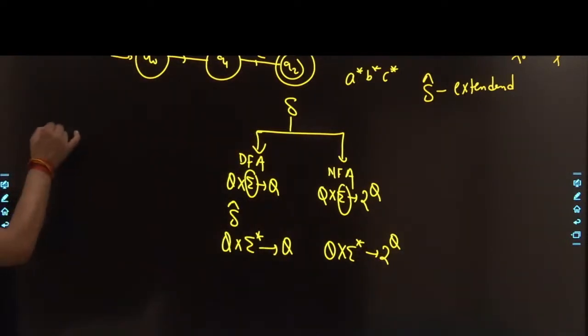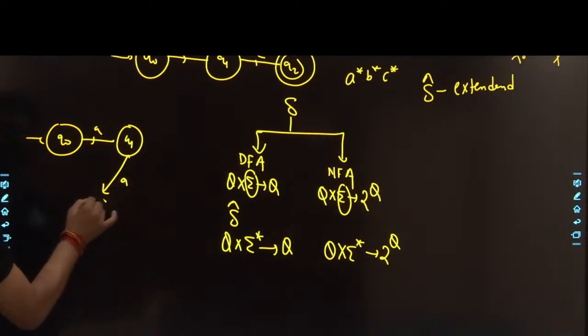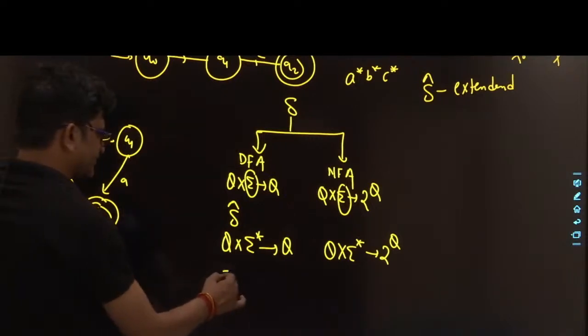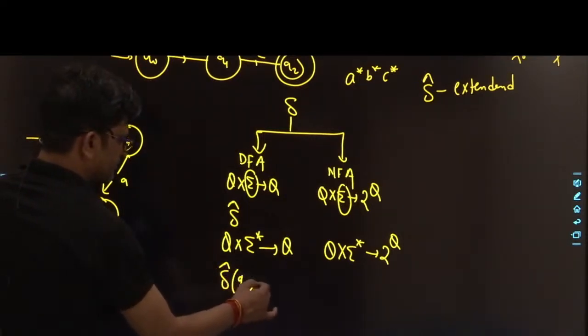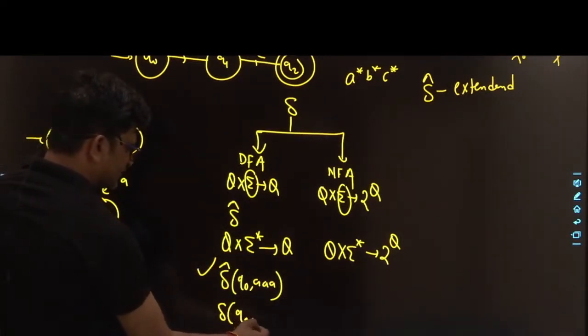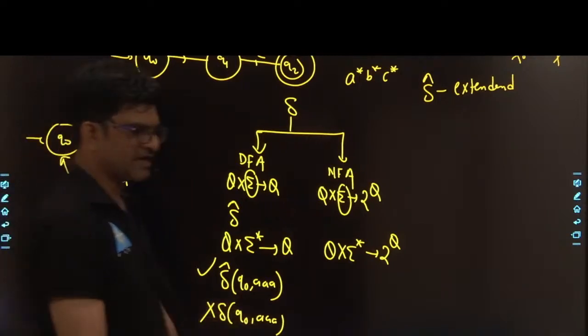Suppose we have a DFA, this one. Q naught on A goes to Q1, Q1 on A goes to Q2, Q2 on A goes to Q naught. If I read this string, Q naught on triple A, this is the right notation if I write delta cap. If I write it like this with delta, this is false notation, because delta does not have the capability to read a string.